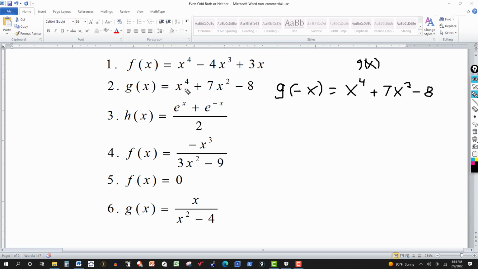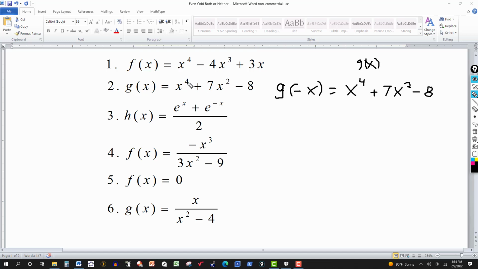If it's a polynomial, look at all the exponents. If they're all even, then it's an even function. So look at this, x to the 4th. Okay, exponent is 4, it's even. x squared, doesn't matter what the coefficients are. You look at the exponents. So 4 is even, 2 is even, and you say minus 8. Well, that's x to the 0. If you put an x there, it'd have to be x to the 0, and 0 is even. So that one is going to be even.